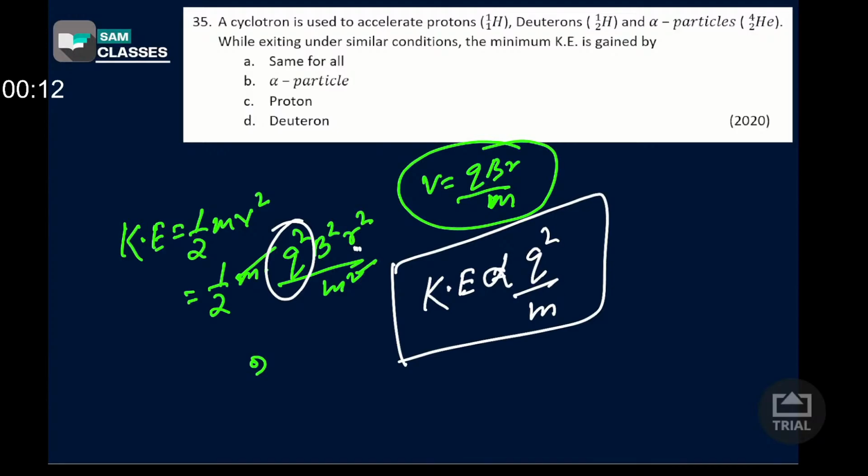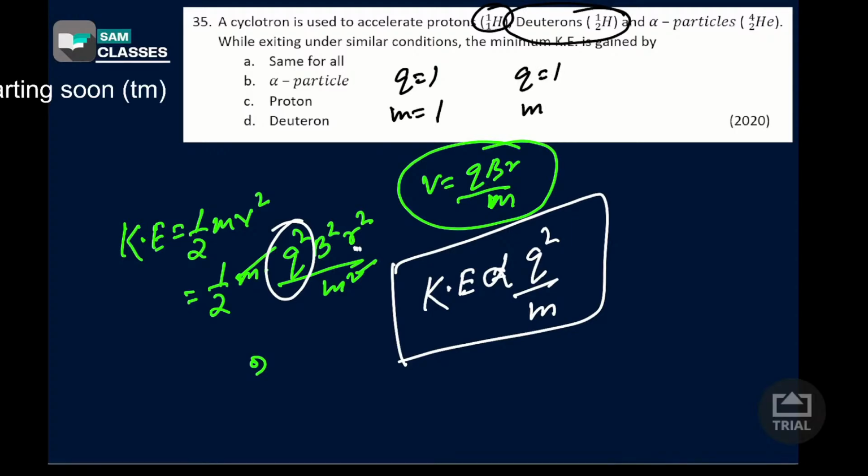Now check which one has what charge and mass. For the proton, charge 1, mass 1. For a deuteron, charge 1, mass 2. For an alpha particle, charge 2, mass 4. So if you see the Q square by M ratio, which one will be bigger, students? For the first case, it will be 1 by 1, so 1 only. For the second case, 1 by 2. For the third case, 2 square is 4 by 4, so it will be 1 only. So the same for the alpha particle and the proton. What should be the answer? Fast.